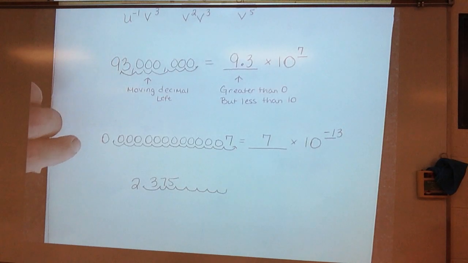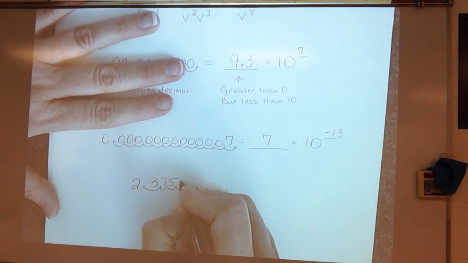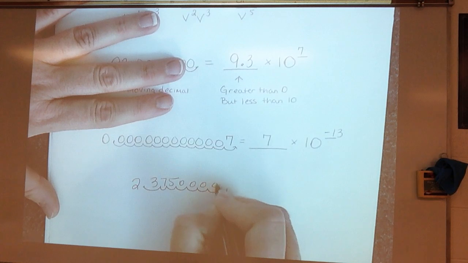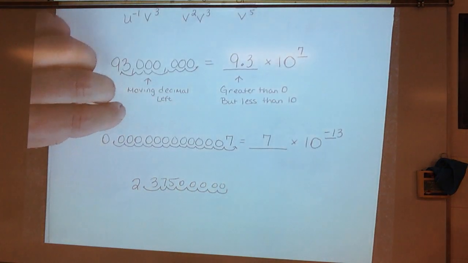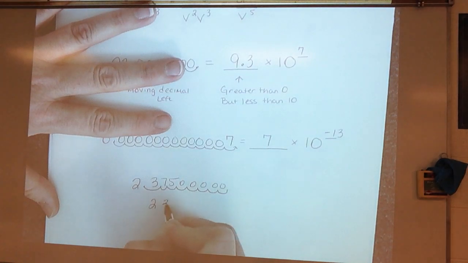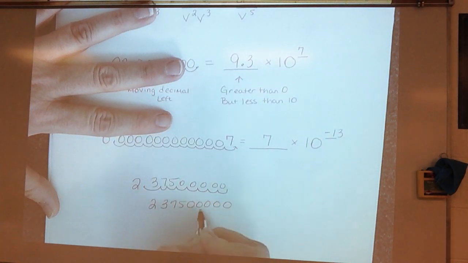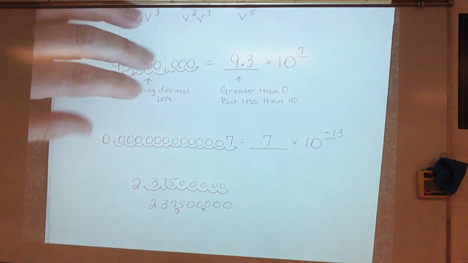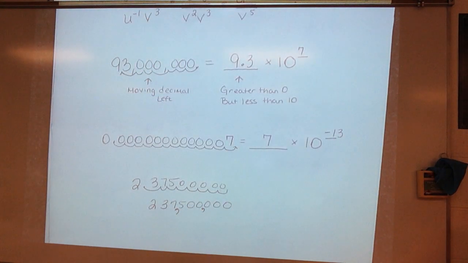Now what do I do with all those empty spaces? I fill them with zeros. So 2.375 times 10 to the 8th power would look like this: 237,500,000.